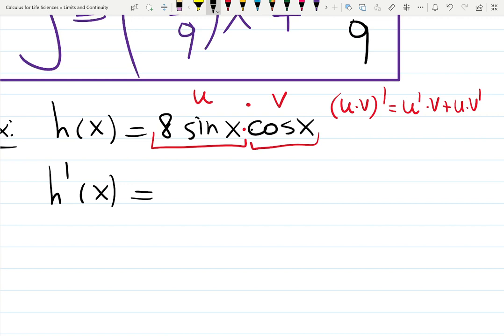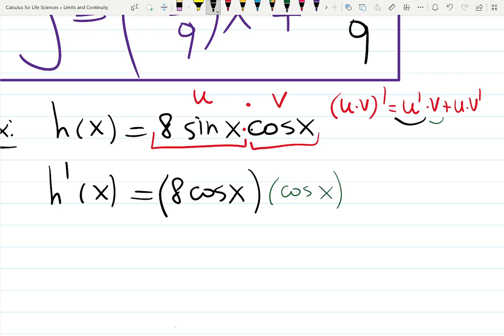Let's do it together. I can call someone if you want to come here and do it for everyone. But if you don't, let's just do it together. What is u prime? Derivative of 8 sine is 8 cosine. All agree, disagree? Yes, right. Good job. Now what do we do? Copy v. V is cosine. So I'm just copying it. Don't touch it. Plus sine.